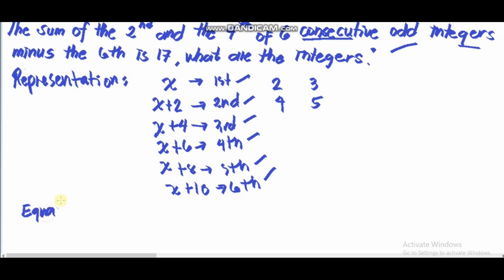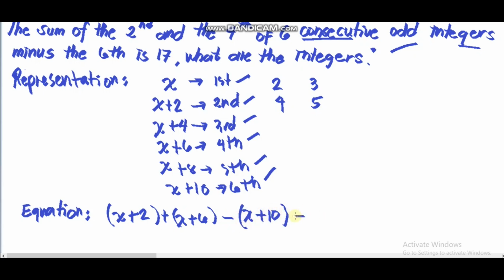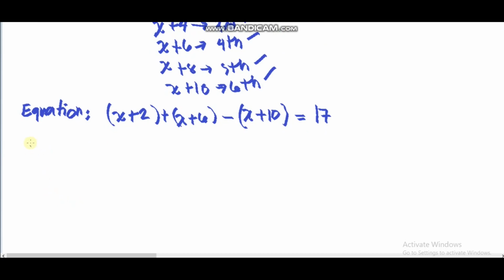For the equation, we will read the condition: the sum of the second and the fourth. So the second is x plus 2. The sum of the second and fourth. Our fourth here is x plus 6. Minus, you're going to subtract the sixth, which is x plus 10. Do not forget the parentheses. And that equals 17. Okay. Just a minute, we're going down. Now, let's have the solution.